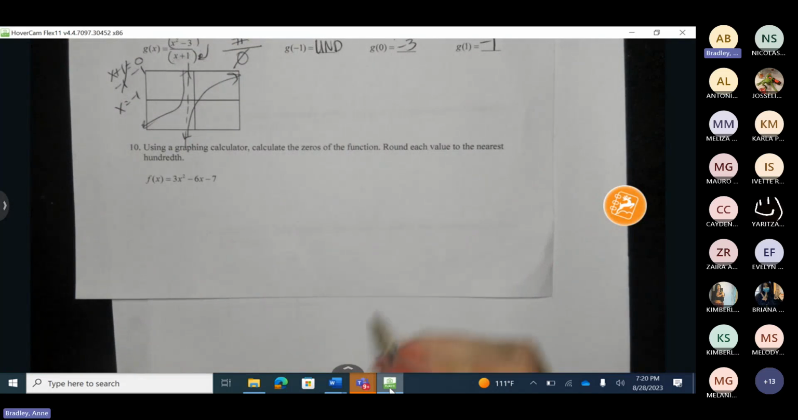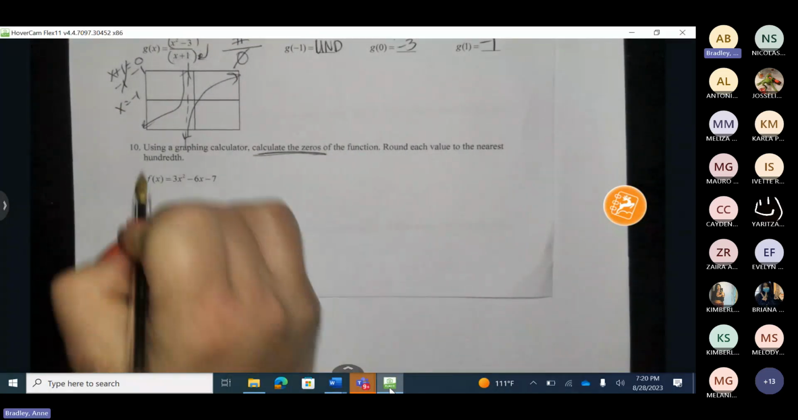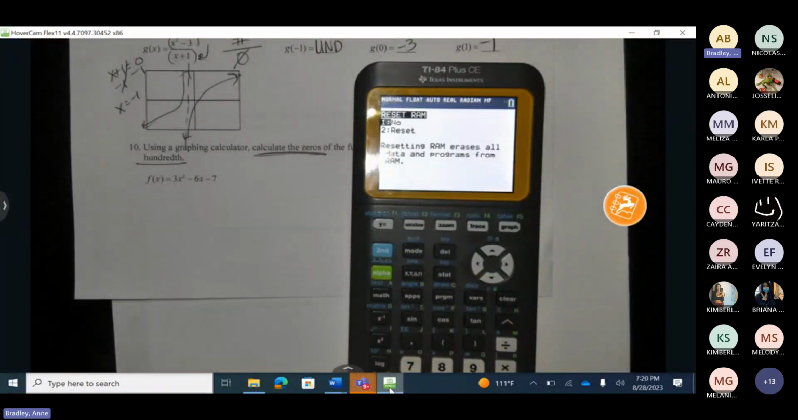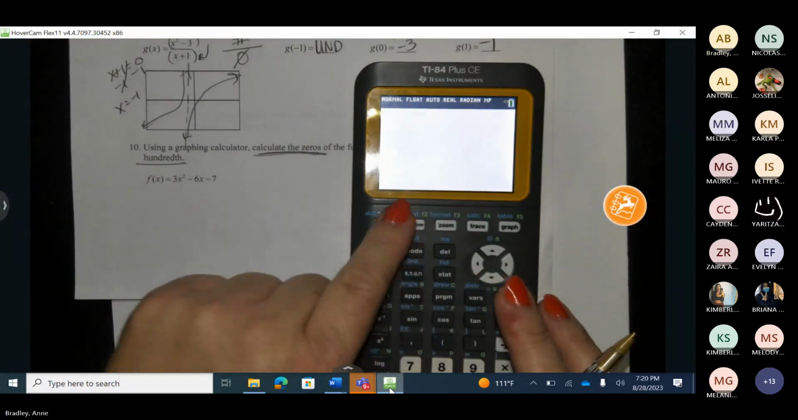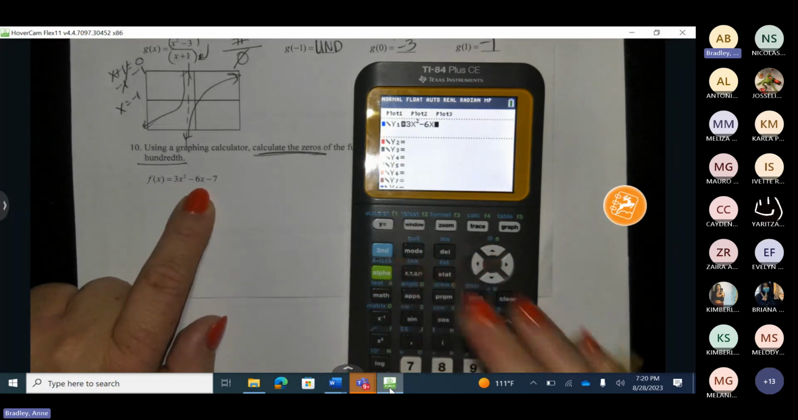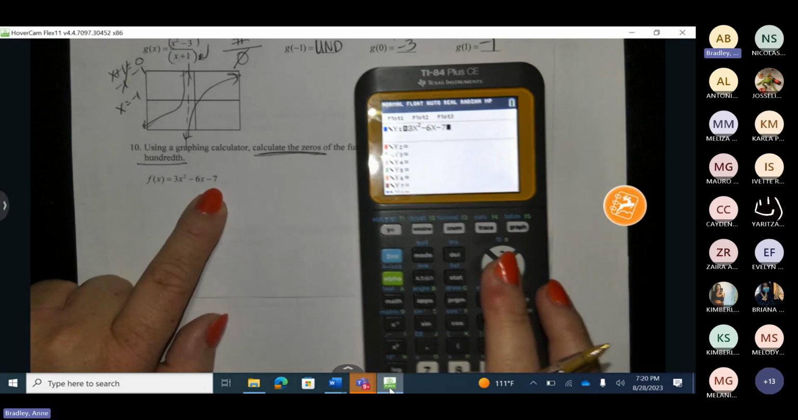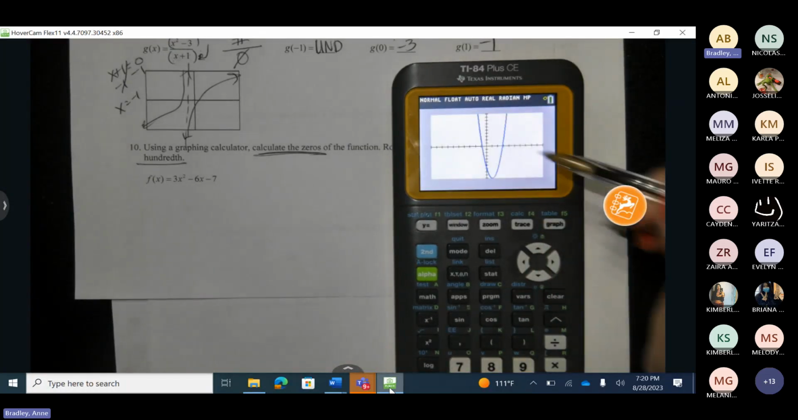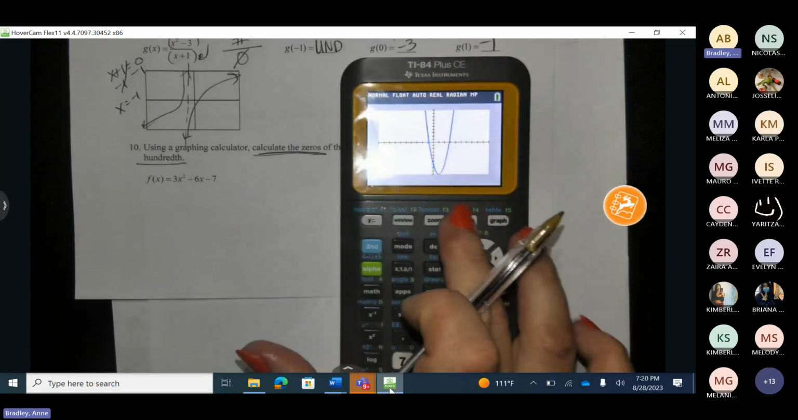Using a graphing calculator, we're going to calculate the zeros, and round to the nearest hundredth. Every time I start a new problem, I do second plus 7, 1, 2. All right, plugging this in, 3x squared minus 6x minus 7. Okay, wonderful. So I graph it. And now I want to find these exact zeros. Here's what not to do.